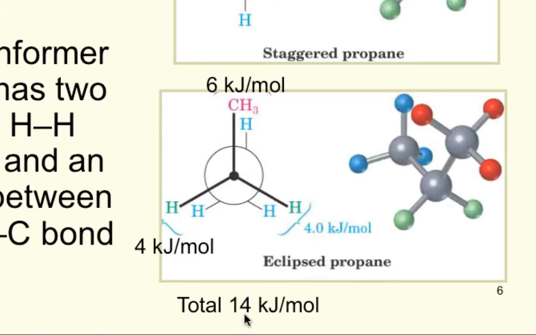On the previous slide, we only had the hydrogen-hydrogen interactions on the eclipsed, and we had 3 of them, and that's why it was 12 kilojoules per mole.